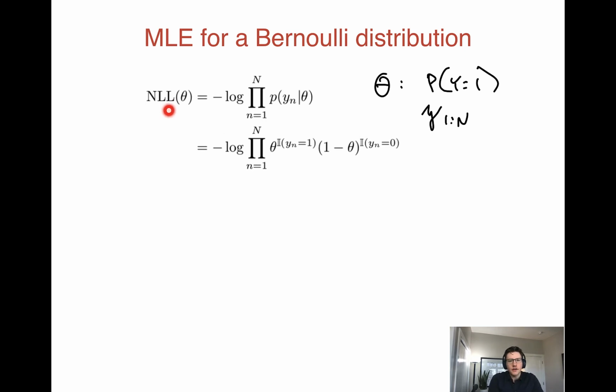So here's our negative log likelihood. This is just the standard form. So let's write in the value for what this probability is. Here I've just written in the expression for a Bernoulli distribution. I have theta to the indicator y equals 1 and 1 minus theta to the indicator y equals 0.